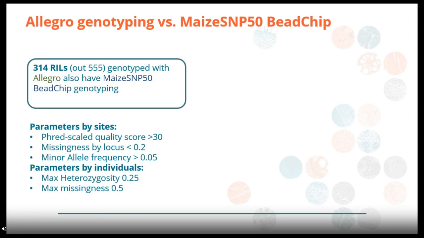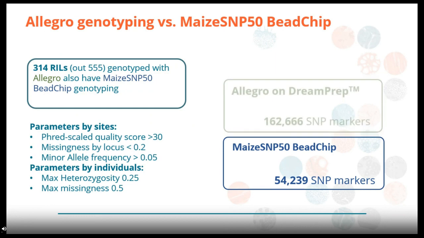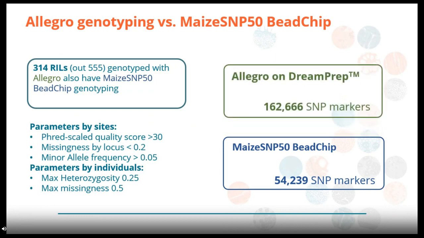So if we compare Allegro genotyping with the BeadChip, yes, we were able to increase the number of SNPs threefold, and we used quite strict quality control parameters for both datasets, by sites and by individuals, as you can see here. And in order to compare the real numbers, we used a subset of samples which have both genotyping data and also phenotypes.